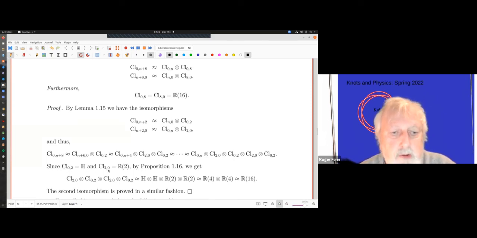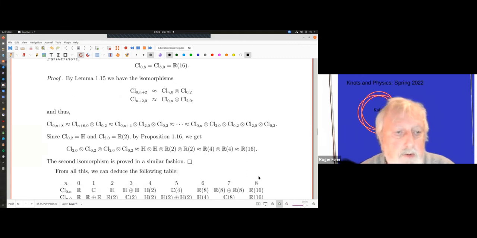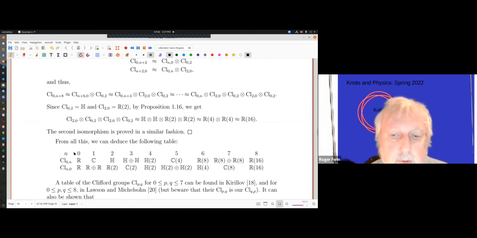CL0,2 is H, and CL2,0 is 2 by 2 matrices with real entries, and put it all together, and we get 16. And in a second isomorphism proof in similar fashion, we then get the following table of CL0,n for n equals 0 up to 8, given by that, and CLn,0 is slightly different. They all end up as 16.